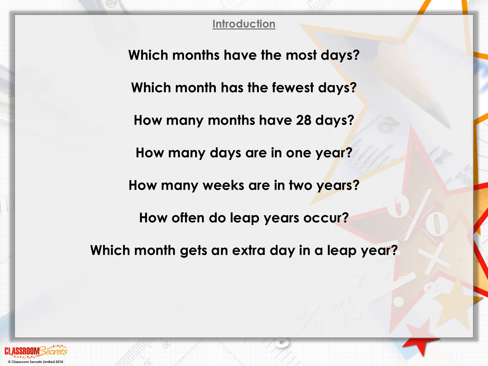But it says, which months have the most days? Which month has the fewest days? How many months have 28 days? How many days are in a year? How many weeks are in 2 years? How many times do leap years occur? So that means happen. And which months get an extra day in a leap year?